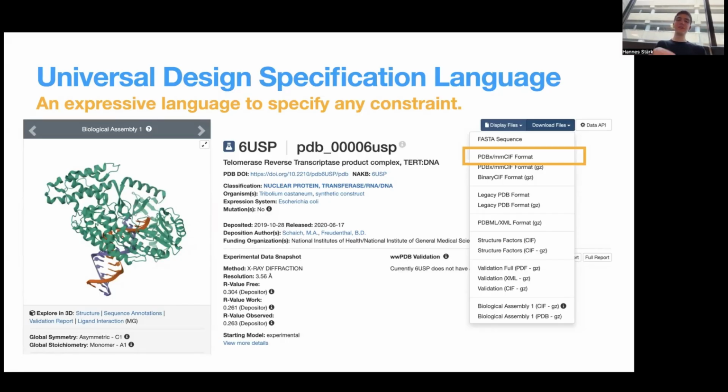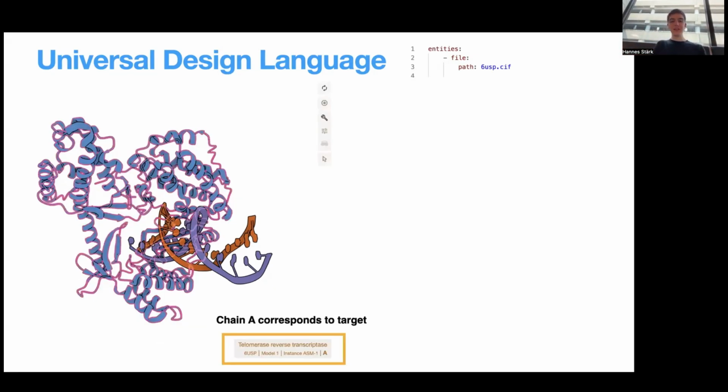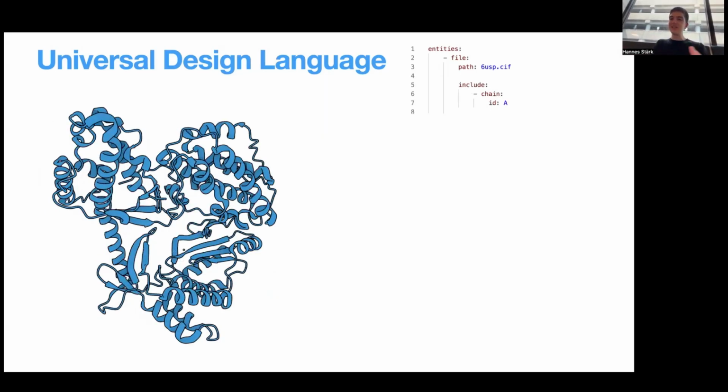Because there's a structure available, I go to PDB and download the CIF file for it. Then in my design specification language, which is just YAML files, I say this is the CIF file that contains the structure of my target. I look into the structure and see chain A corresponds to my target, which is what I want to model as the target. So I tell it to include from this complex chain A as the target.